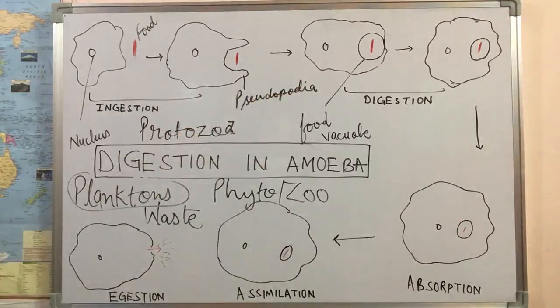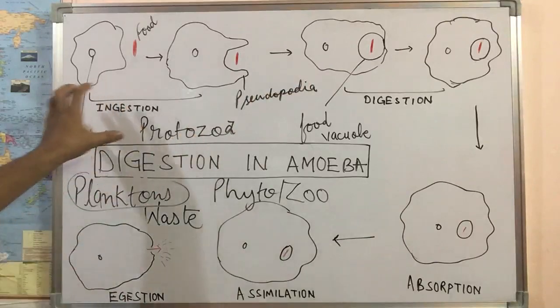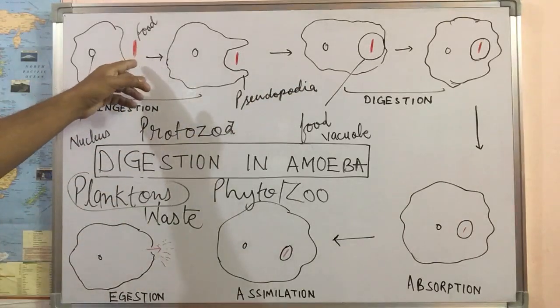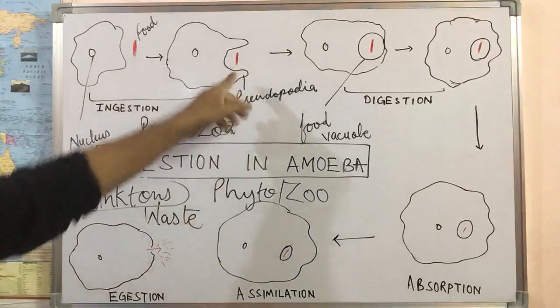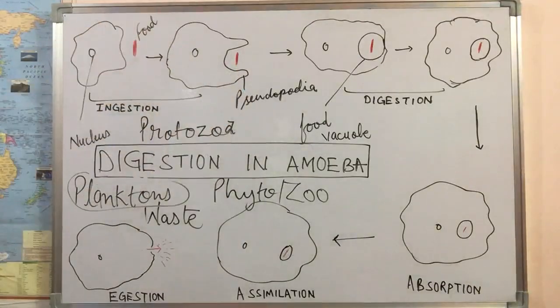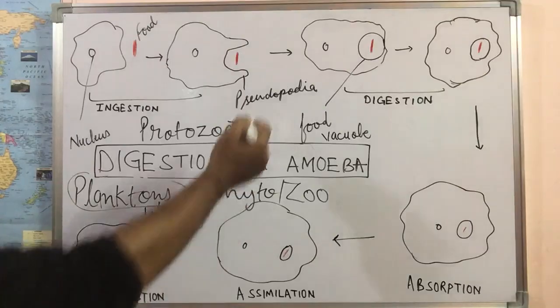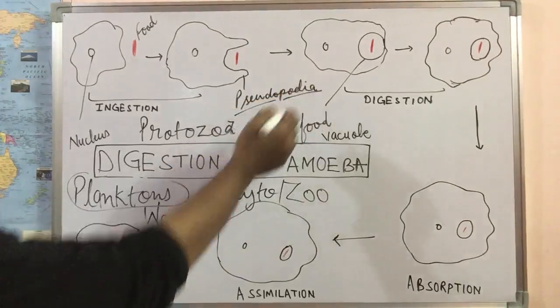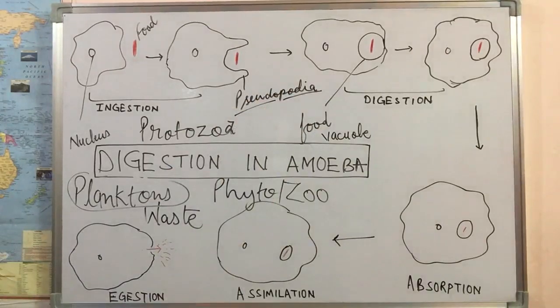Then, as food is near to it, it will form pseudopodia. When it senses that it has food around or near it, at that side only pseudopodia will be formed. Pseudo means false, podia means leg. It is a false leg or false feet, which helps in ingestion as well as locomotion.